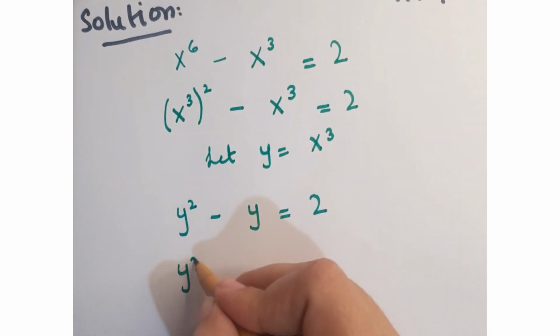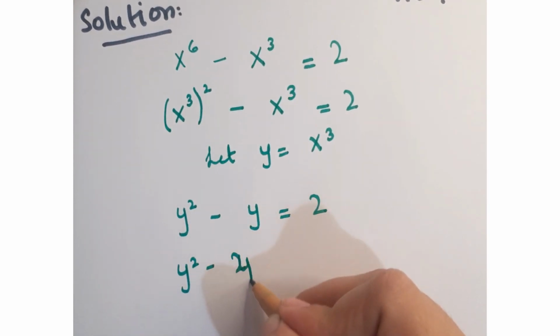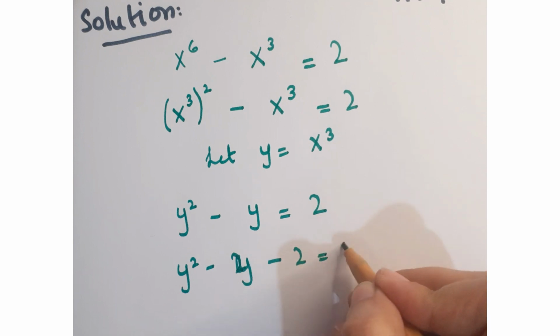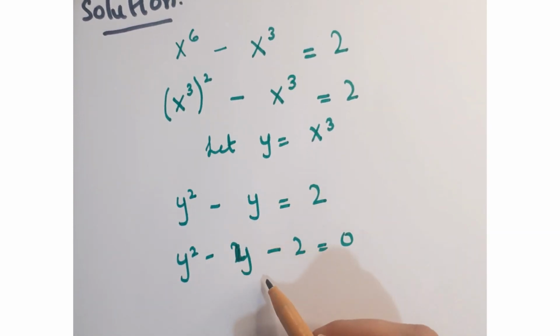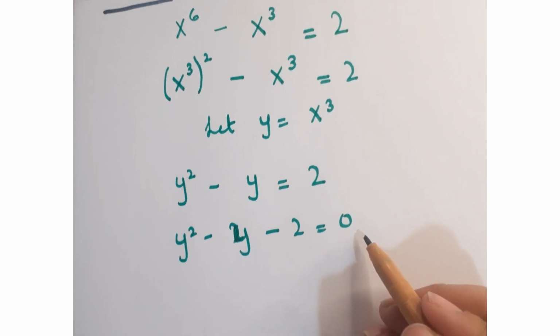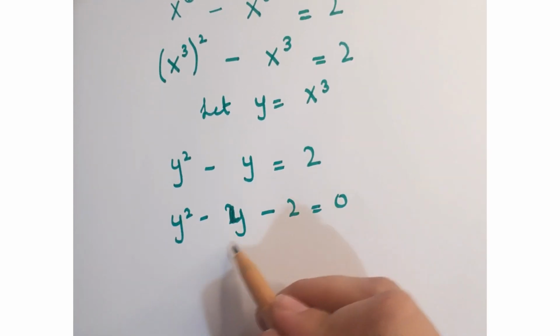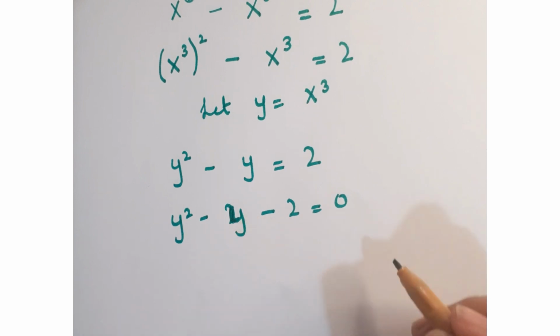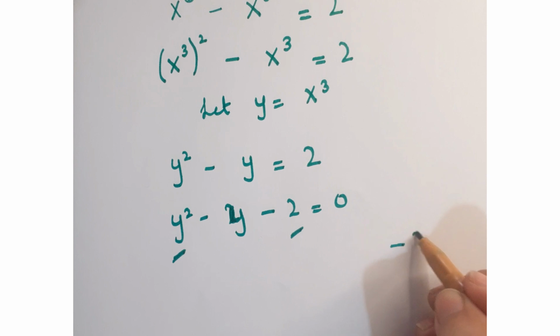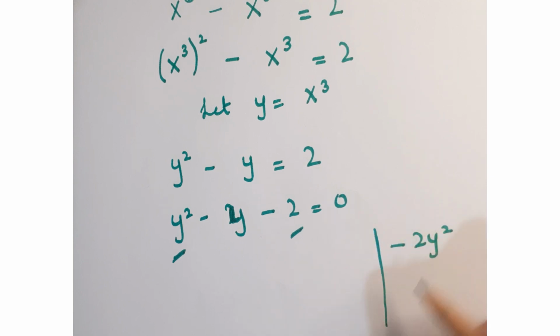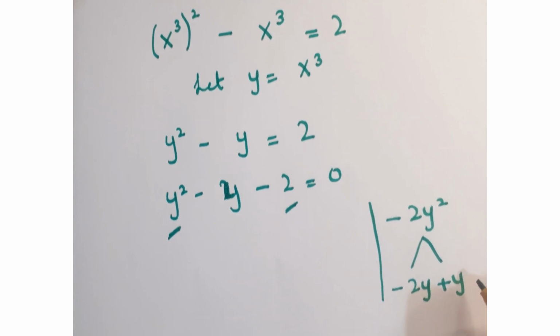Further, move this 2 to the left hand side, so its sign gets changed. Now this is a quadratic equation, that is y square minus y minus 2 is equal to 0. We can find the factors of this equation by breaking up the middle term. Multiplying the quadratic term with the constant, you get the product minus 2y square, right? So in order to break it up such that we get the middle term minus y, you can break it up as minus 2y plus y, right?